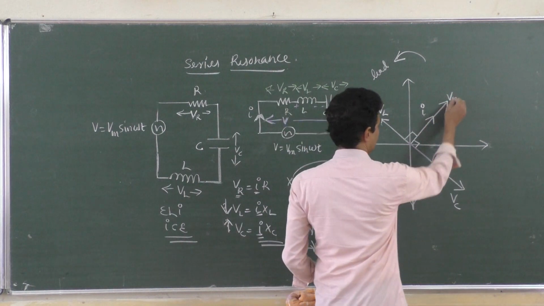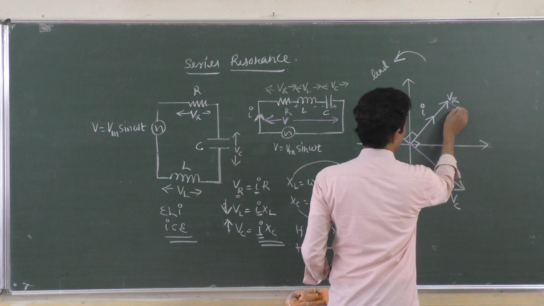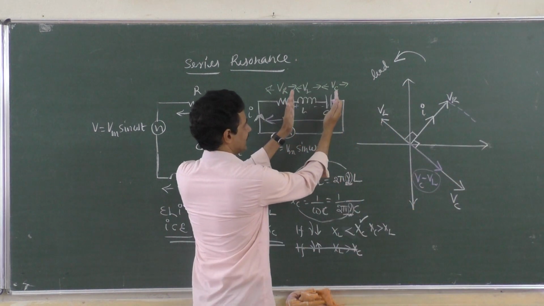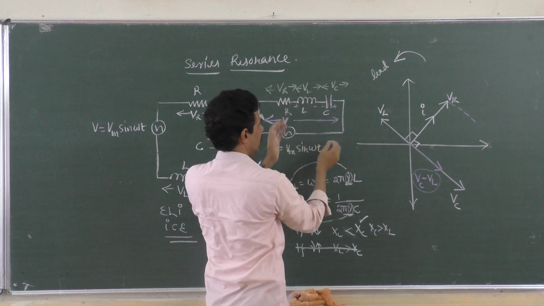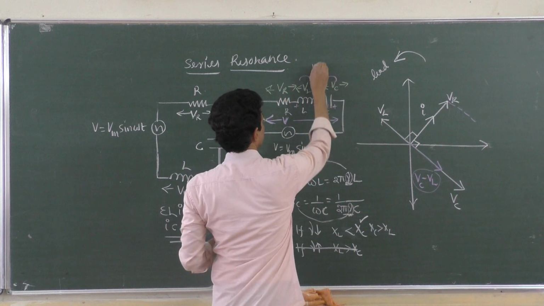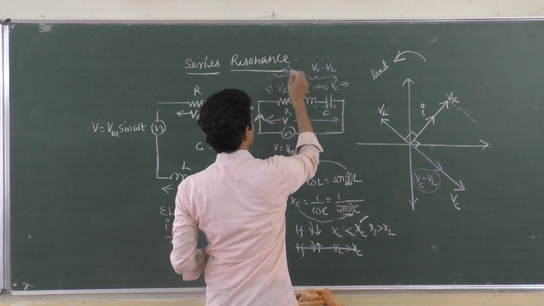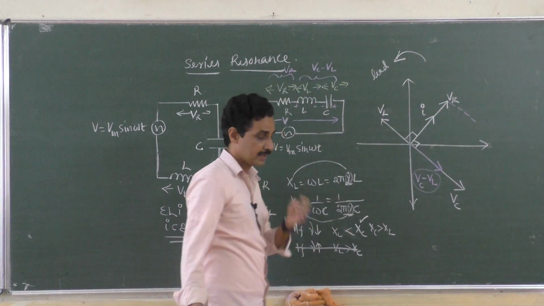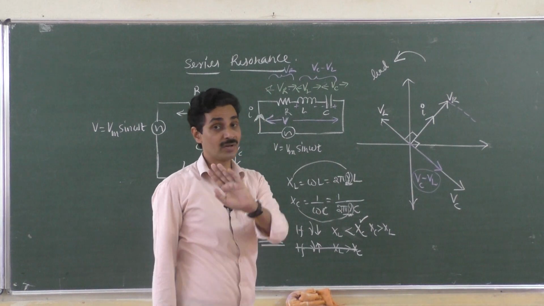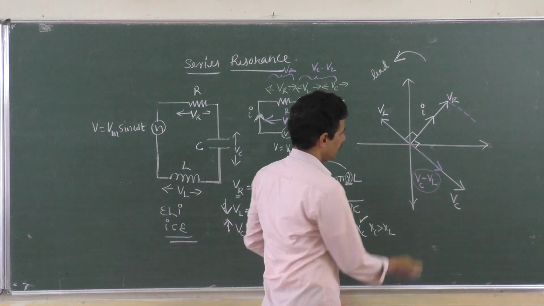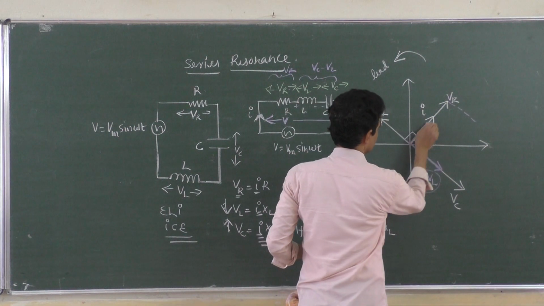What about VR? VR is here. So finally we have to find out the voltage across the R and the total voltage across these two components, that is VC minus VL. So voltage across these two components is VC minus VL, and voltage across this component is VR. Find out the voltage across these two components. You can't add them, you can't subtract them, because they are having a phase difference of 90 degrees. This one as well as this one.